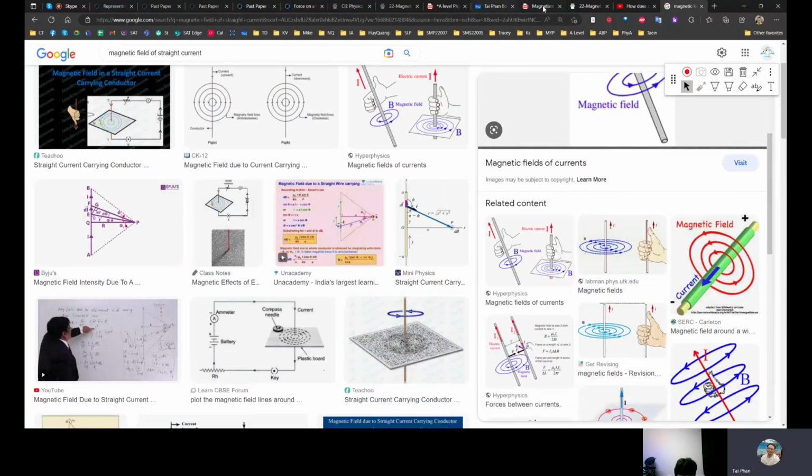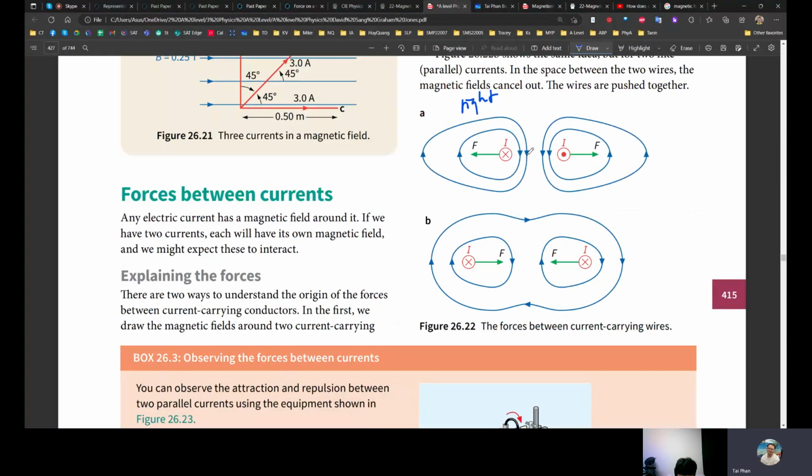So the two currents in this example diagram will generate two fields in the space between them. They will add to each other in the same direction. Sorry, not opposite, the same direction. Therefore, the field in the space between the currents will be stronger. Therefore, you see the field lines are closer together compared to the other side.